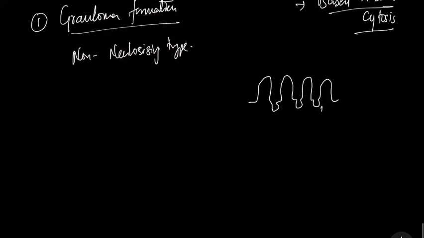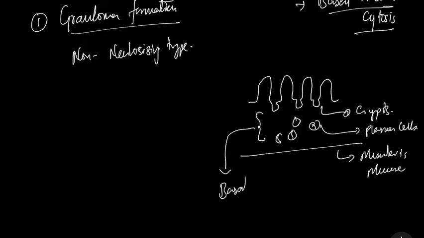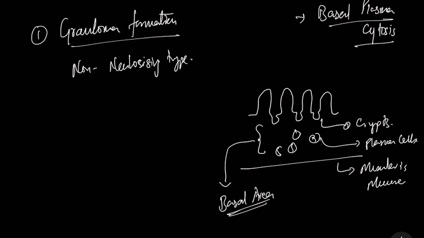So what do we see here? We see crypts here. Now this is your muscularis mucosa, and we see plasma cells here, and this is your basal area. So I think with the markings you're able to understand what is happening. Basal plasmacytosis. So this was a finding in your ulcerative colitis.